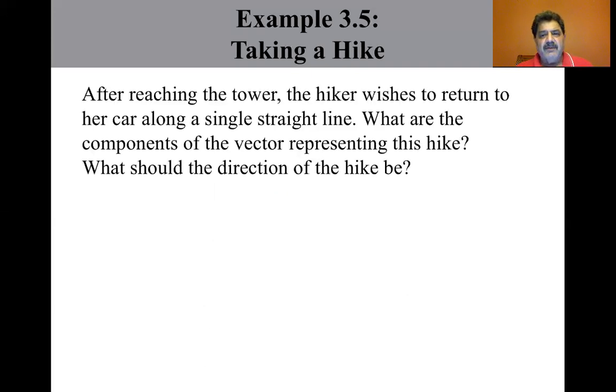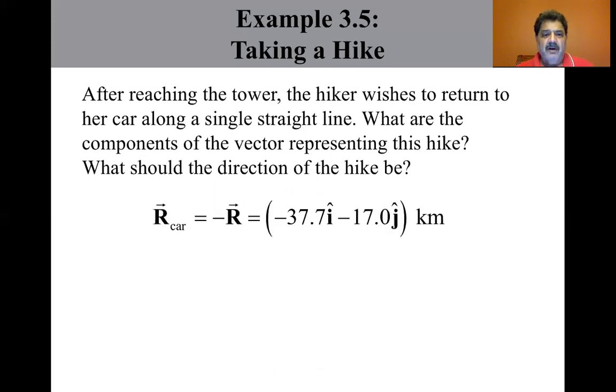After reaching the tower, the hiker wishes to return to her car along a single straight line. What are the components of the vector representing this hike? And what should the direction of the hike be? Well, basically we have to reverse the resultant. You have to go in the opposite direction. So it's minus R. If we take minus R, we get minus 37.7 I minus 17 J kilometers.